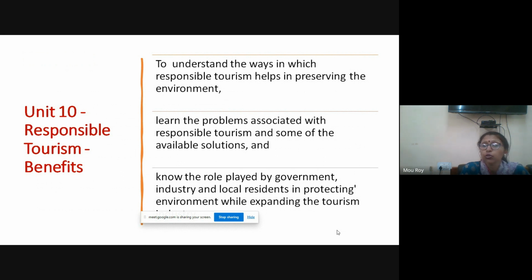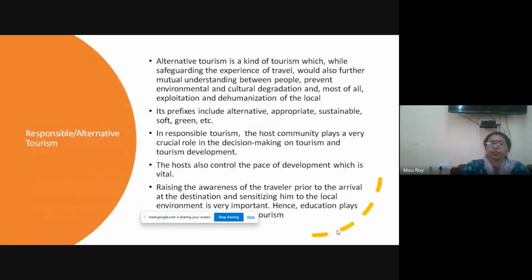And you should know what is the role to be played by the government, what is the role to be played by the industries, what is the role to be played by the local residents in protecting the environment when expanding the tourism sector in that particular area.